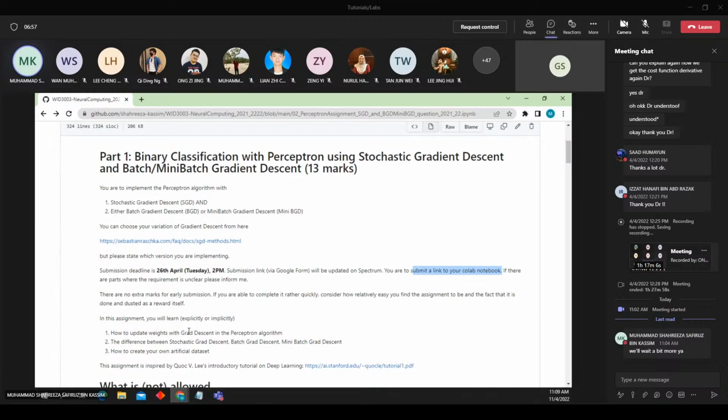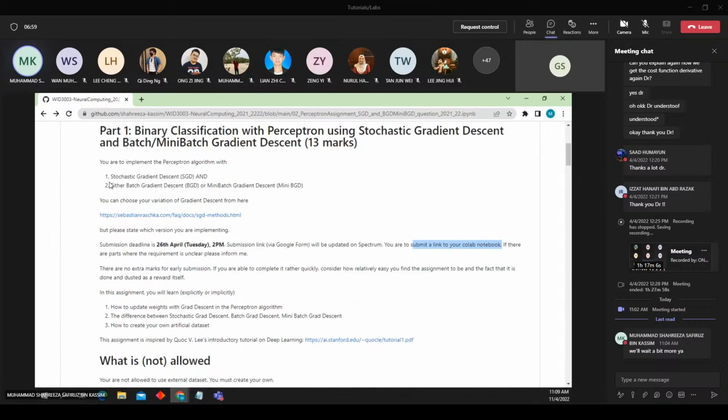Okay, so in this assignment, you are to implement the perceptron algorithm with SGD, or stochastic gradient descent, and for this one you choose. Yes, number 2, you choose. You either choose batch gradient descent or mini batch gradient descent.